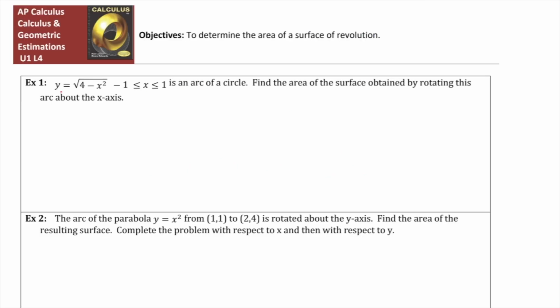For example 1, we have y equals the square root of 4 minus x squared. At this point, you should recognize that that is one part of a circle. And again, when you're working on a problem, you should always draw the picture. So when we draw our square root of 4 minus x squared, we're going to first go from negative 2 to 2, but this particular picture is only going to be used from negative 1 to 1. So the region that is spinning is going to be between negative 1 and 1. It'll be spinning on our x-axis so that we can get an idea of what's happening with our picture.